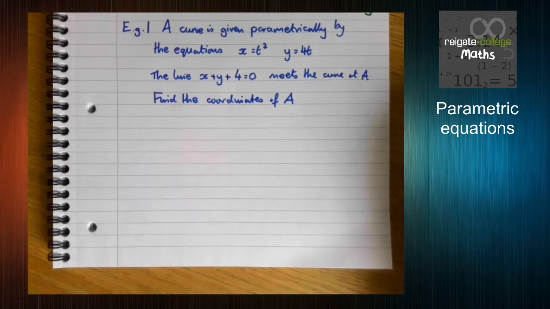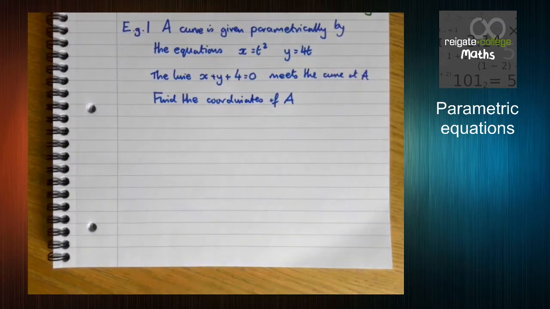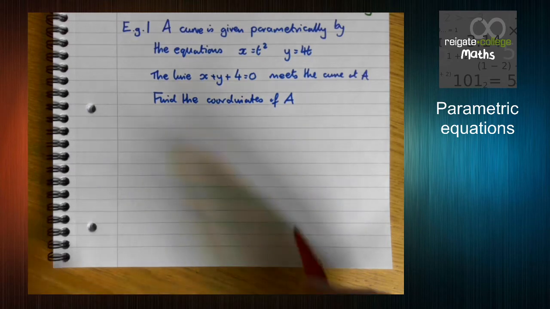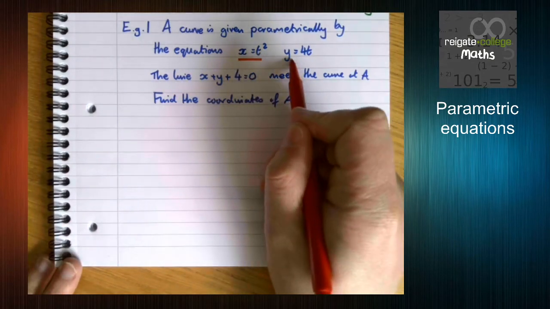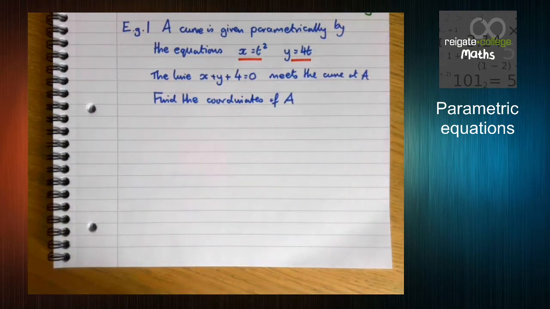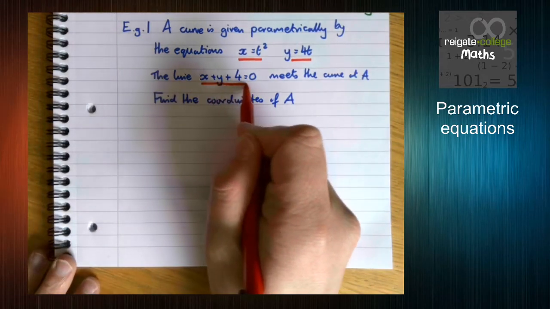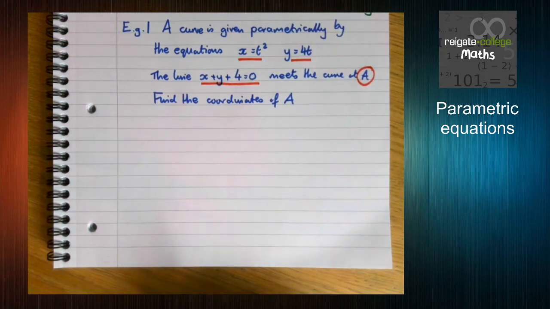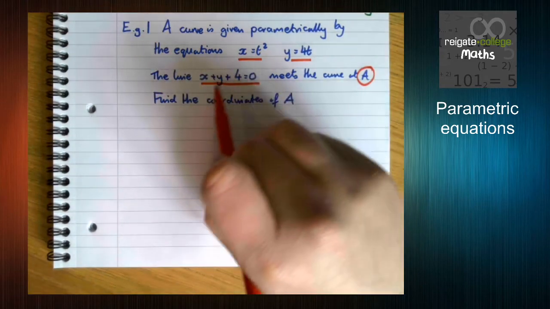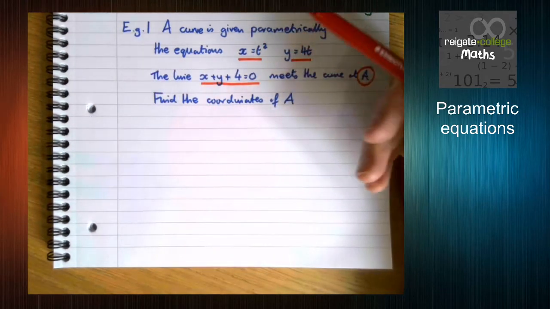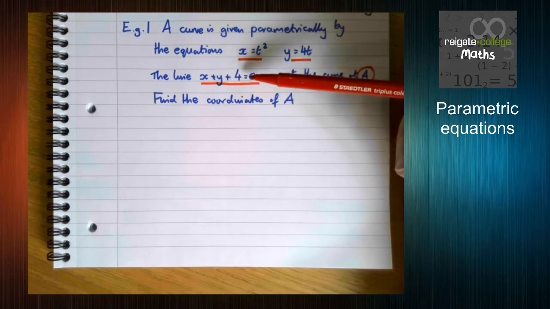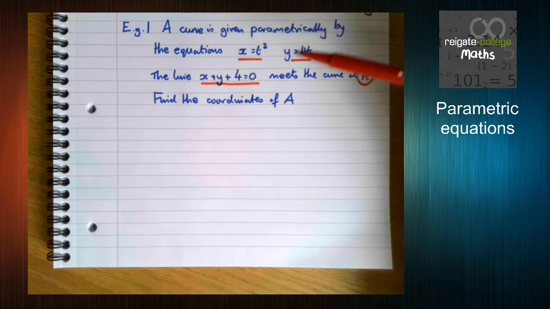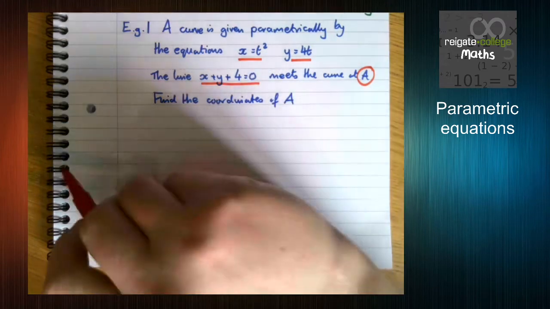So this is our example here. We've got a curve given parametrically by the equations x equals t squared and y equals 4t. And then we've got a line that meets the curve at A, and we're trying to find the coordinates of A. So we know that x plus y plus 4 equals 0. We also know x is t squared and y equals 4t.